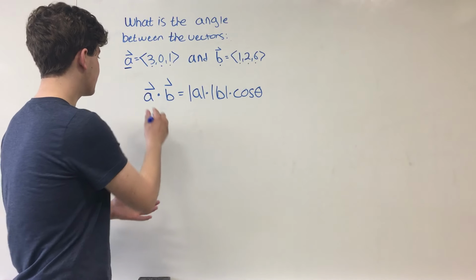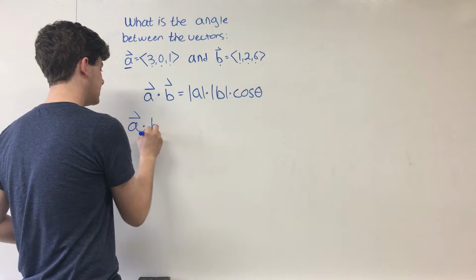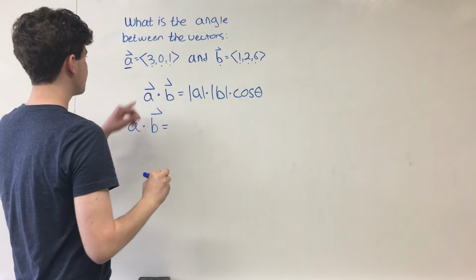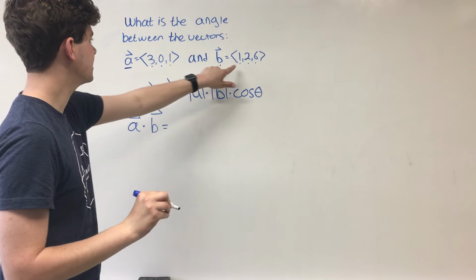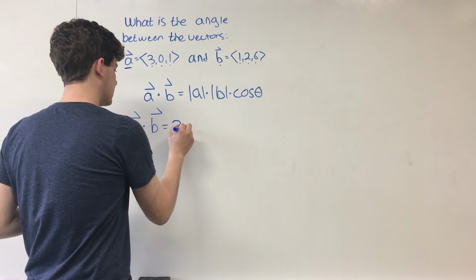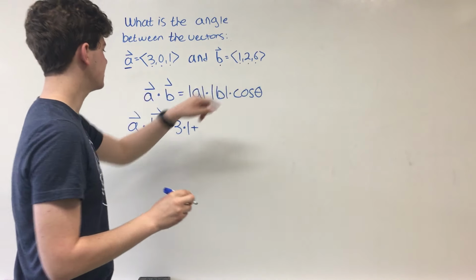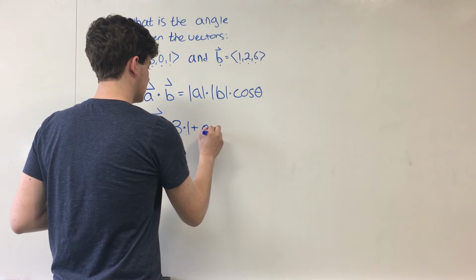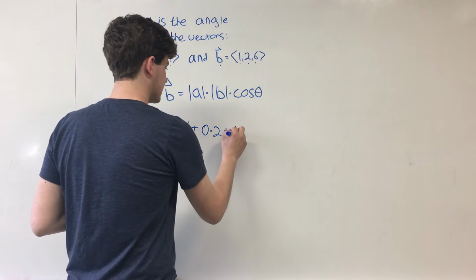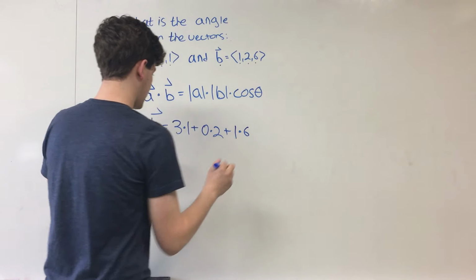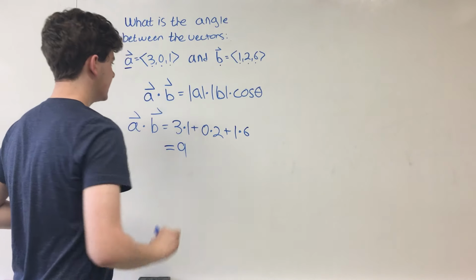So let's start with the dot product here. We have A dot B equals, so take our x components here, 3 times 1, plus our y, 0 times 2, plus 1 times 6. And so we see 3 plus 6, that's going to give us 9.